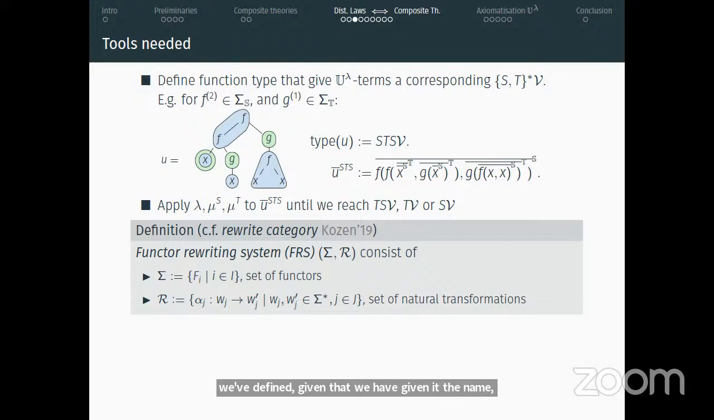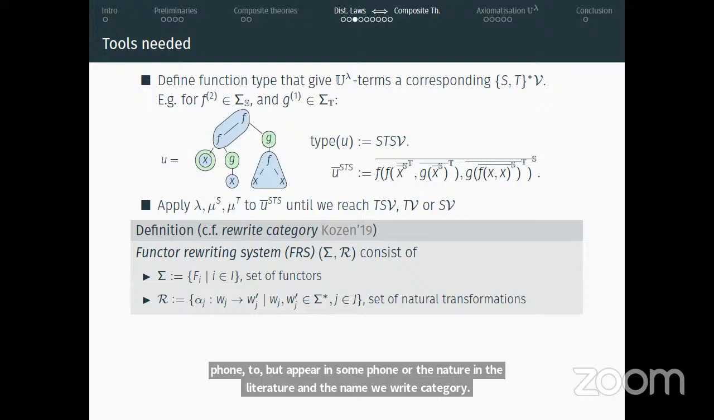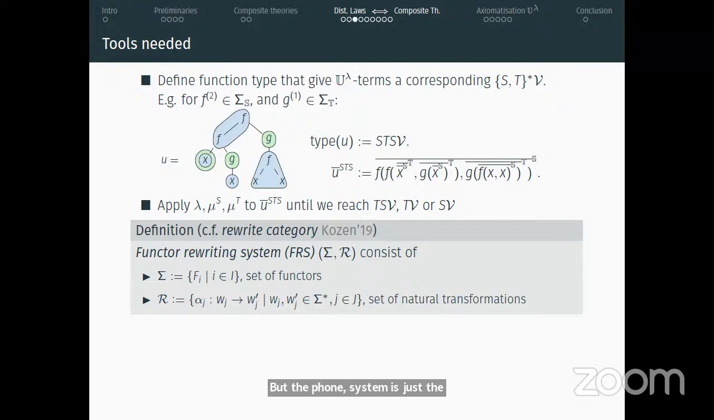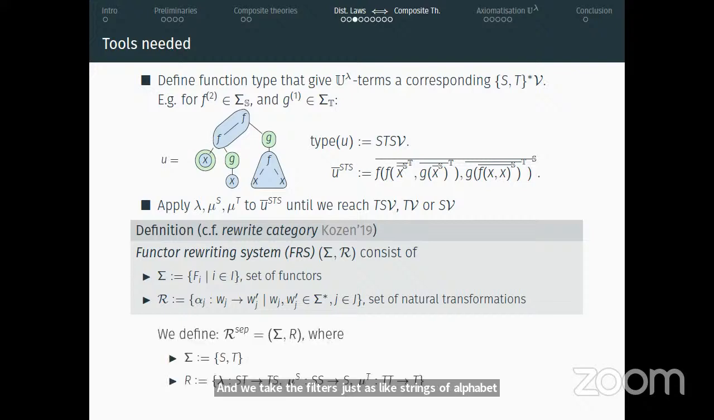The functor rewriting system is just that the alphabet are functors and the rules are natural transformations. We take the functors just as strings of the alphabet, so if there is an equality between functors, we don't allow it. And we have one in our case. The letters are S and T, and the three rules that we consider are lambda and both multiplications.